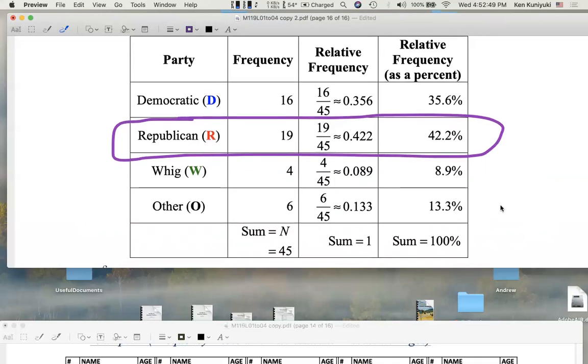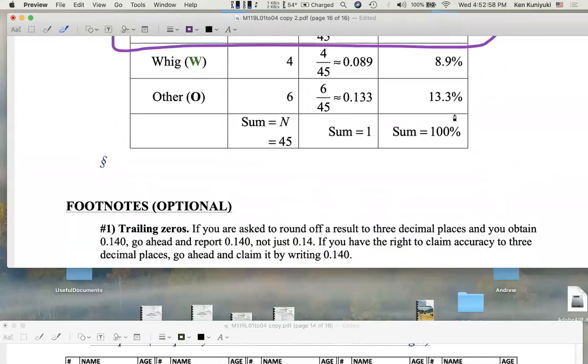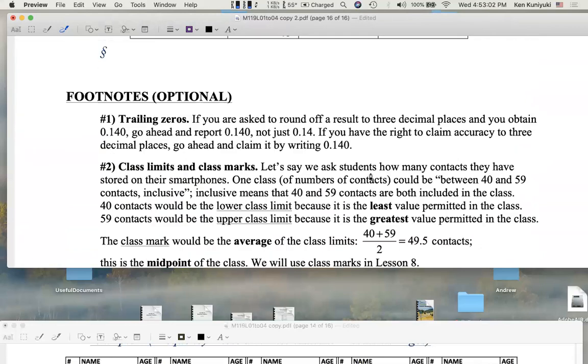All right. Next up, how can you use pictures or graphs to represent data? These might be prettier. Next time. And by the way, the footnotes here you can skim over. The key aspects I'll go over in class.